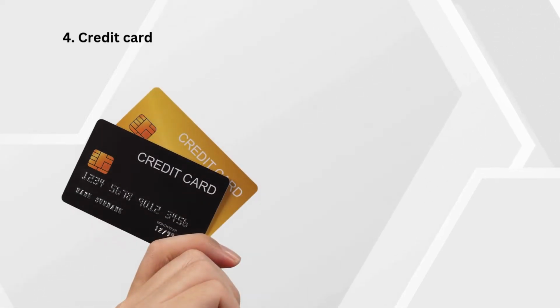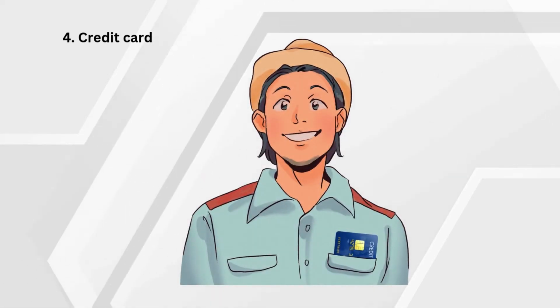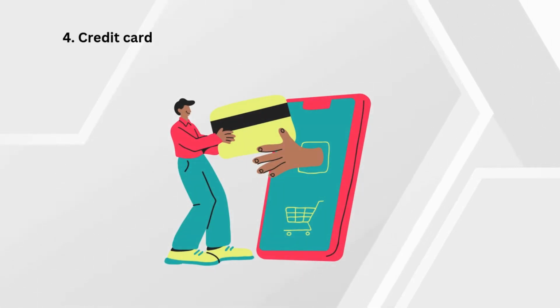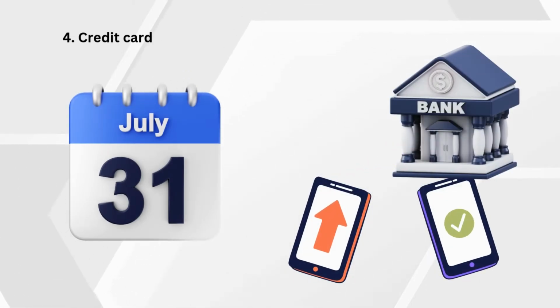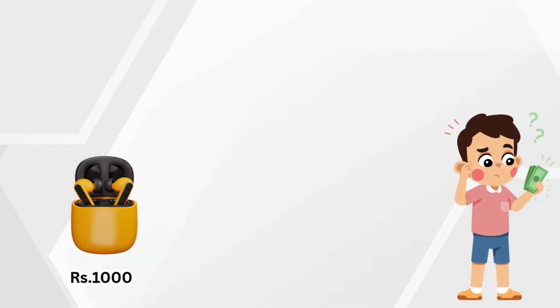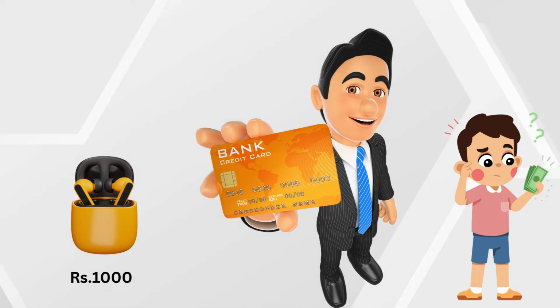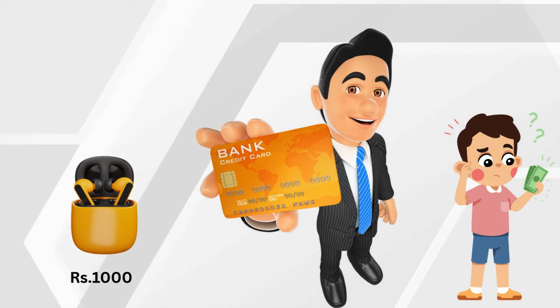Now, fourth method could be credit card. A credit card is like a loan in your pocket. The bank gives you permission to spend money even if you don't have it right now. At the end of the month, you have to pay the bank back. Example, you want to buy a 1,000 rupee gadget, but you only have rupees 500 right now. You can use the credit card to pay 1,000 and then repay the bank later.